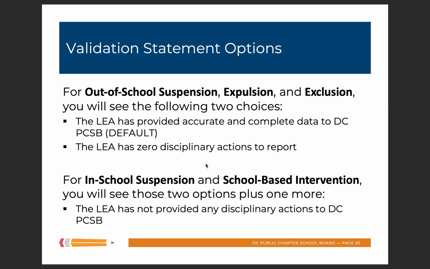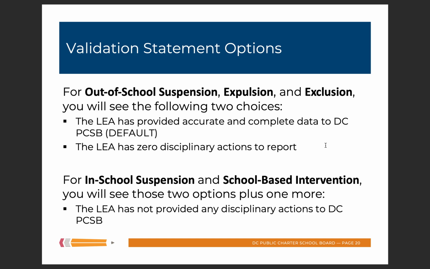The reason that these are different is because DC PCSB requires all LEAs to report out-of-school suspensions, expulsions, and exclusions as part of the monthly collection. Therefore, your LEA should have been providing accurate and complete data throughout the year, and we should have your full record of these incidents for the year at this time. That said, we know in this unusual school year many LEAs did not have exclusionary discipline to report. If you have not had any incidents to report, you may select the second option. The LEA has 0 disciplinary actions to report to clarify this.